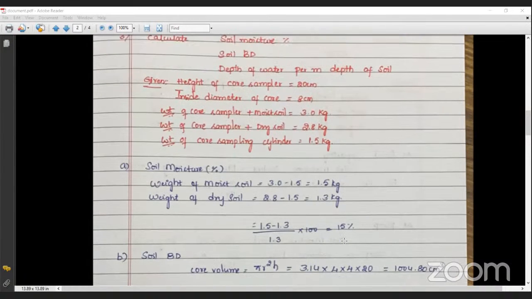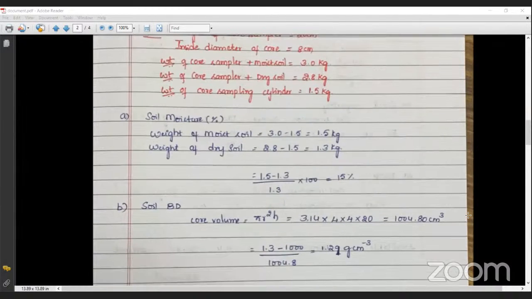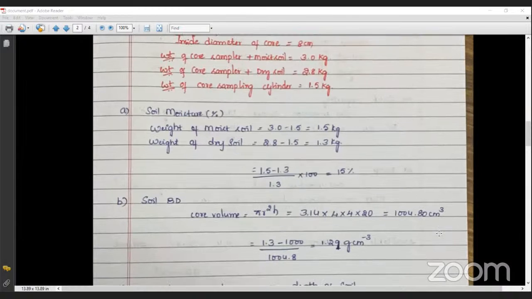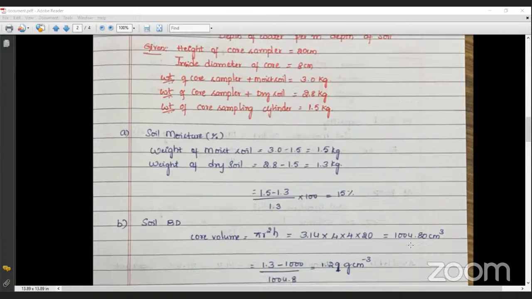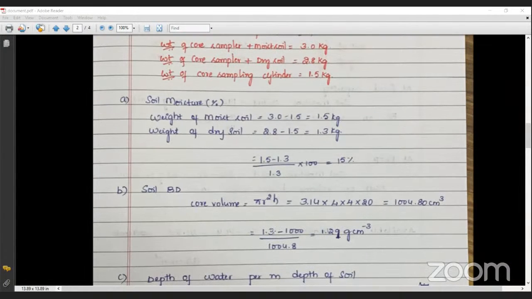The core volume value is 1004.80 cm cube. You should not remember this, and it will not be asked in the exam, because it is too clumsy to solve without a calculator. 1.3 minus 1000 divided by 1004.8 is complex and you can't calculate it without a calculator. So they will give direct values only. What you can expect is how to calculate core volume, so you have to mug up this formula, pi r square h.